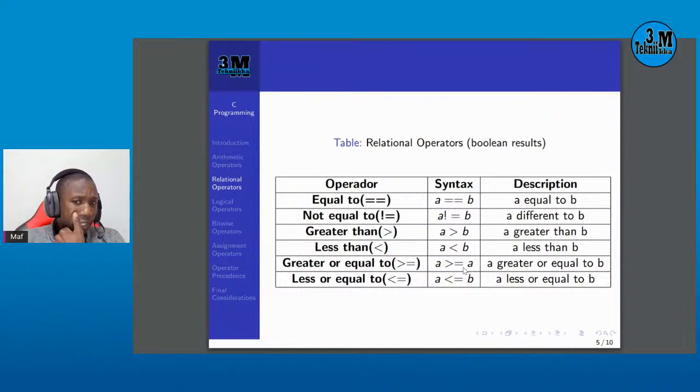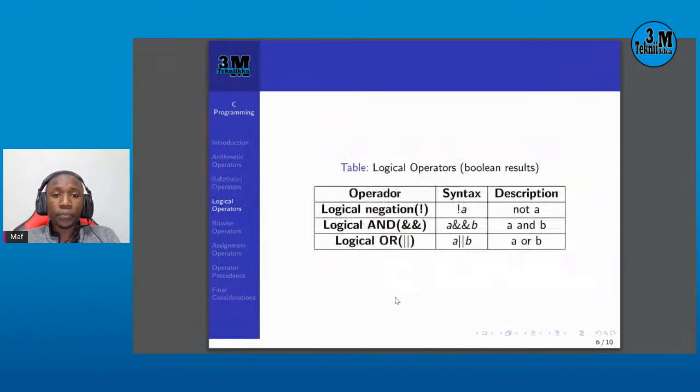Here we see on our screen the relational operators. Relational operators are used to perform a relation between two values or variables. When we're talking about these relational operators, the result is always Boolean, that means true or false. You can check whether two values A or B or X or Y are equal or different and so on, which is greater or less than the other.